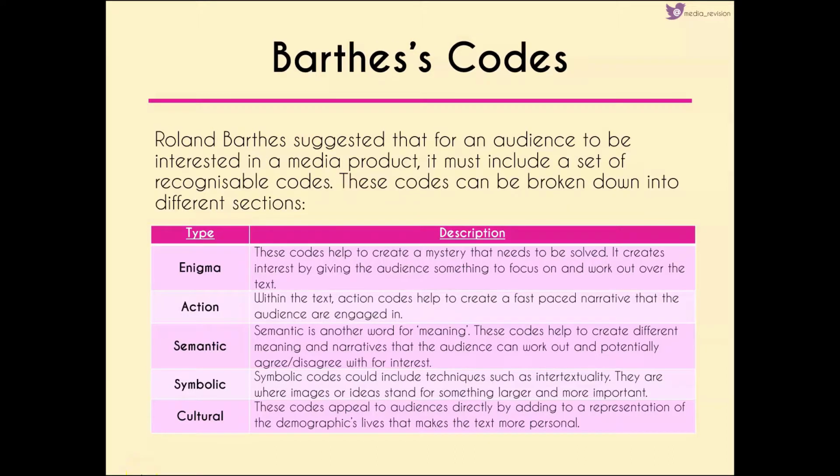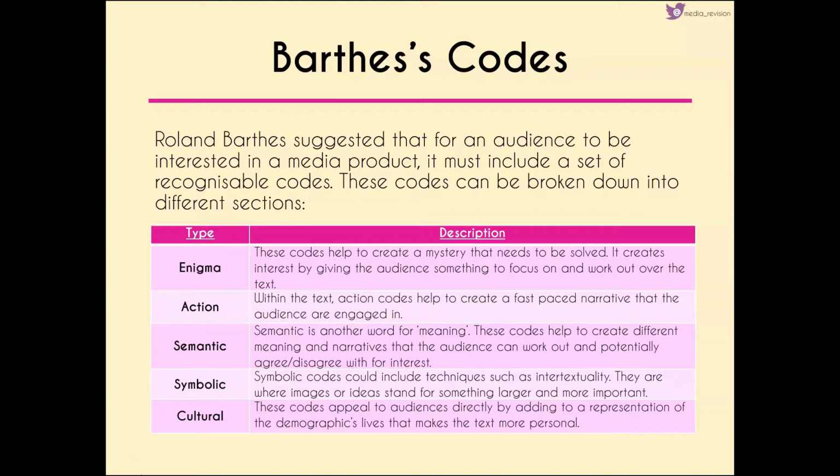Barthes codes. Okay, so Roland Barthes created 5 different codes, and he suggests that for an audience to be interested in a media product, it must have at least one set of recognisable codes. And these codes can be broken down into different sections. So either we are interested in a media product because it has enigma codes, which create mystery and make us want to solve something. It gives us something to focus on and to work out as we're consuming this text. Or it has action codes. So they help to keep the narrative moving really quickly, so that we're engaged in it all the time because we don't have time to be bored.